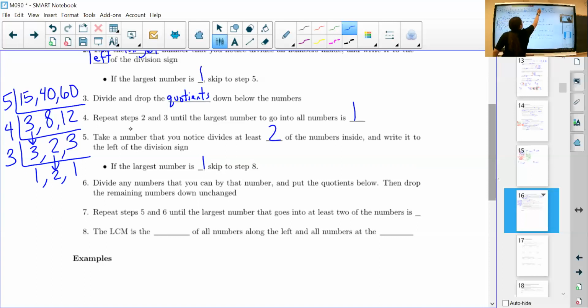So I'm going to figure out my LCM. I'm now on step 8. The LCM is, oops, forgot our 1. And then the LCM is the product, just like before, we multiply them all together, of all the numbers along the left and at the bottom.